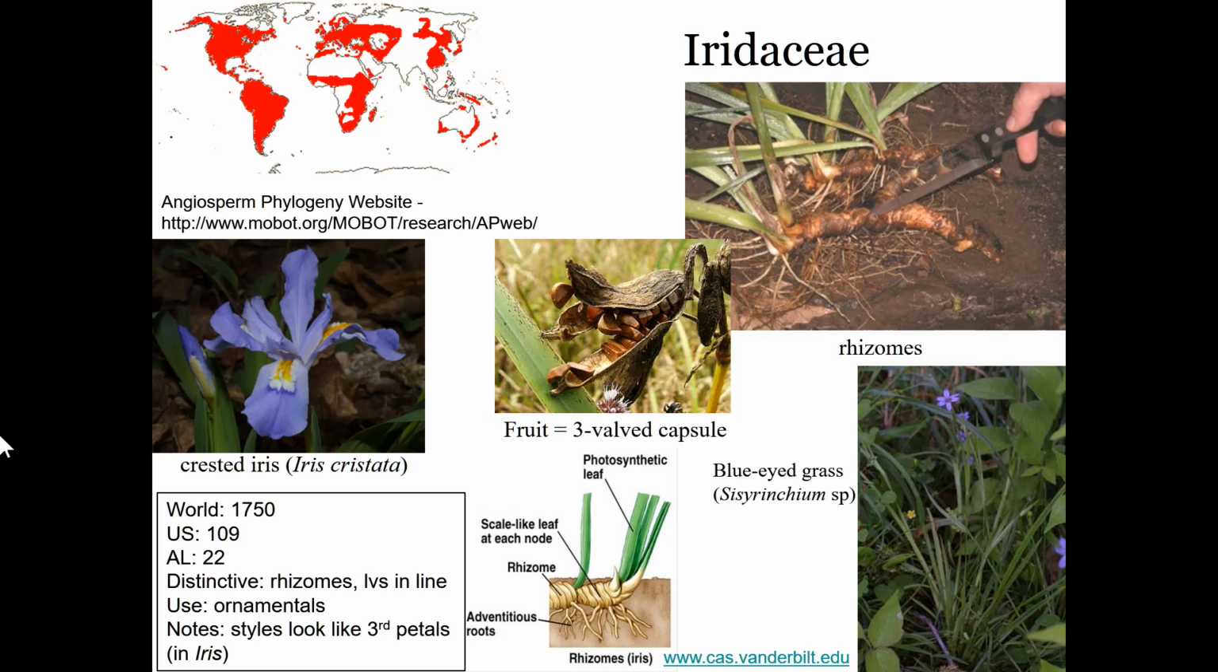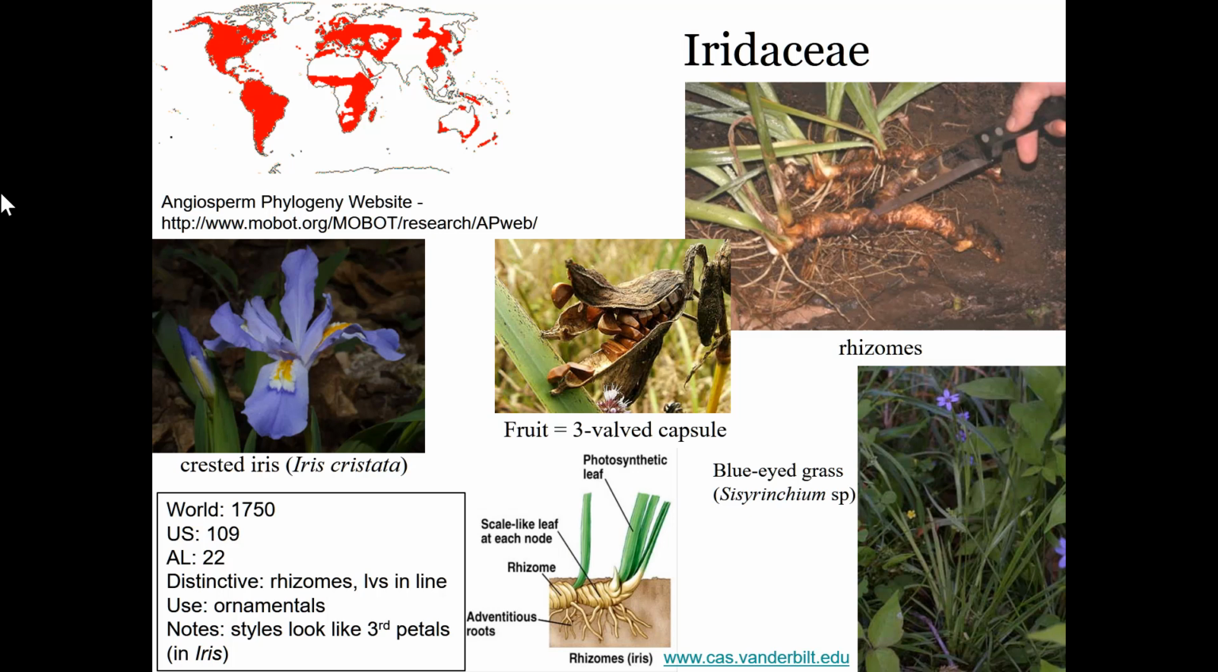Now this one occurs throughout the entire world in its native range, but with some spotty distributions. And irises don't tend to do well in particularly arid zones, so in the Sahara Desert, these high mountain regions, interior Australia, they don't tend to do well there, but pretty much throughout the rest of the world they're going to be very abundant. Approximately 1,700 species in the world, a little over 100 in the U.S., 22 in Alabama, which is pretty good.